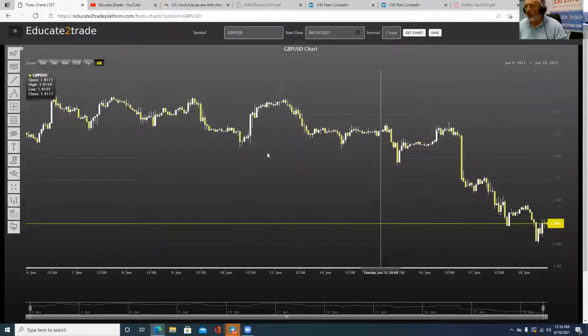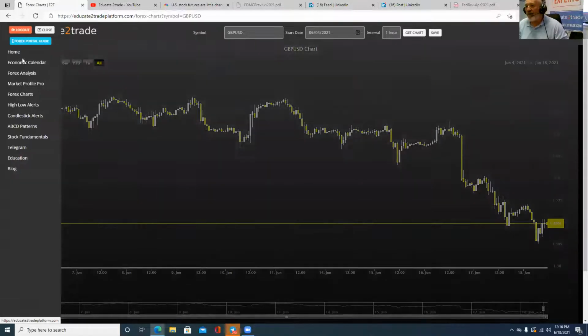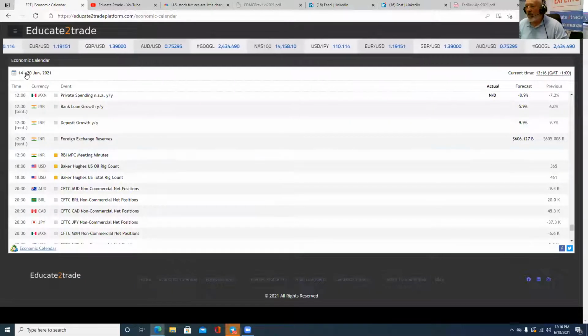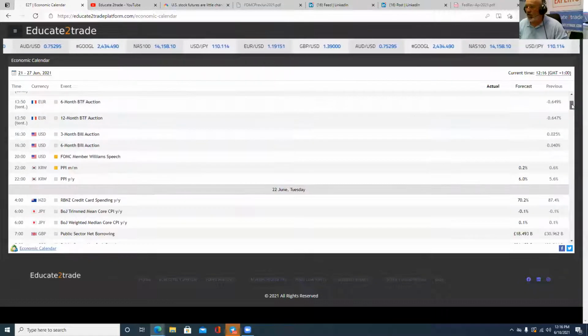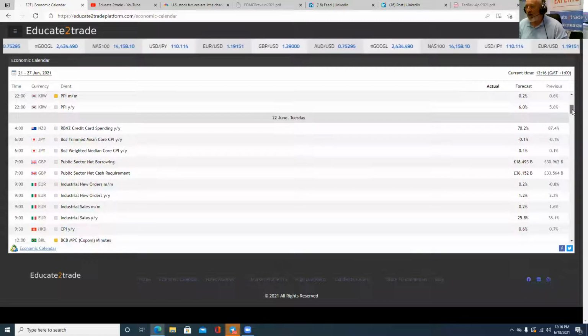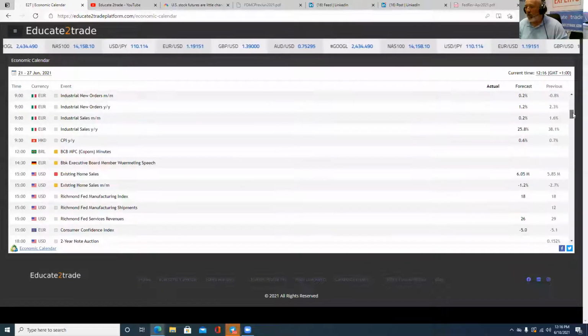Obviously today it's been sold off due to weaker retail sales in the morning, and we'll come back to that. Economic calendar. We like the economic calendar. Let's go to next week, for instance. It will tell us all the figures that are coming out next week, the 21st of June. Every important figure that comes out.